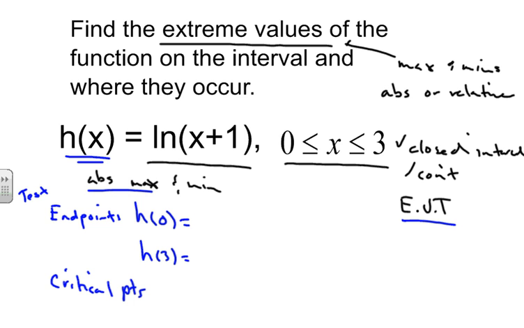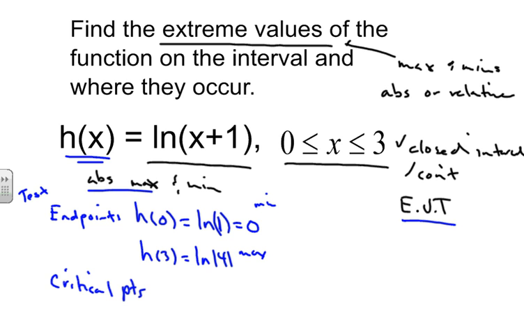So when we plug that in, we have the natural log of 1. The natural log of 1 is equal to 0. Now we plug in 3, and we have the natural log of 4. If we stopped here, we would notice that 0 is less than natural log of 4, so this would be my absolute min, and this would be my max.